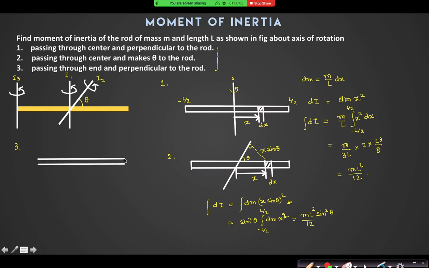Okay. And now the axis of rotation passing through the end. It is the axis of rotation. Now I will take the same element at a distance x of length dx.